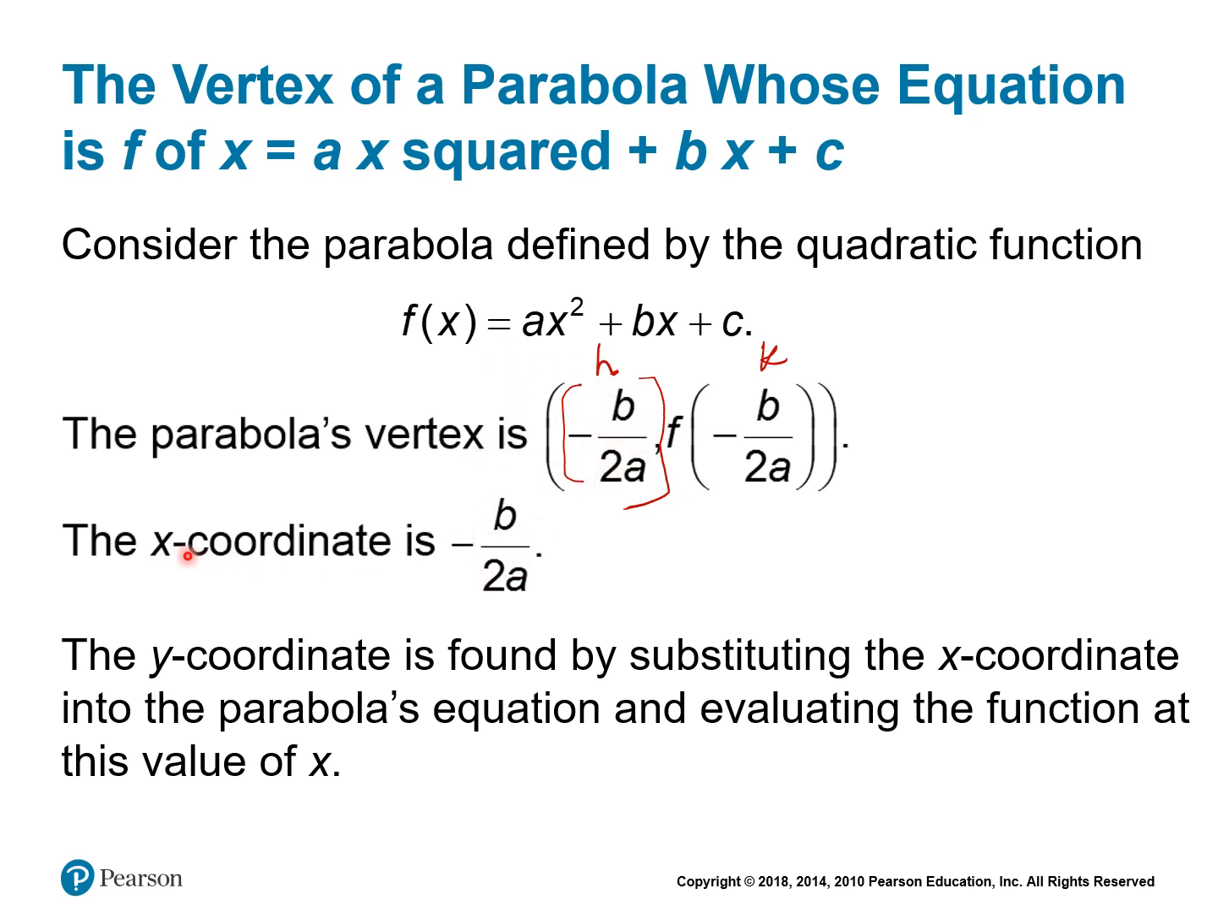Again, mind you, the x coordinate is h in the case of the vertex and the y coordinate is k in the case of the vertex. It's just a way of uniquely identifying the coordinates of the vertex of a parabola.